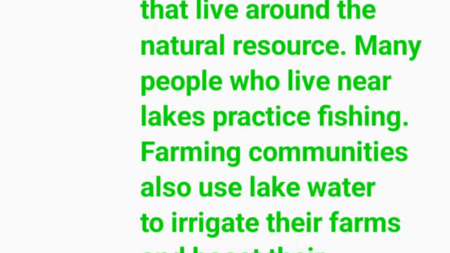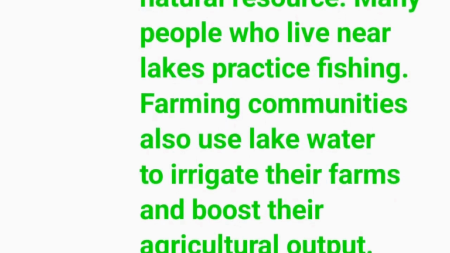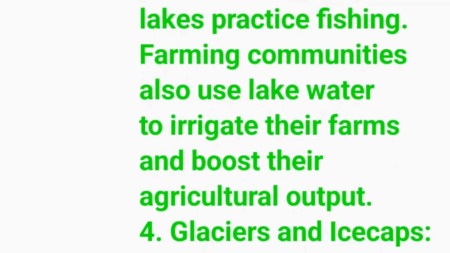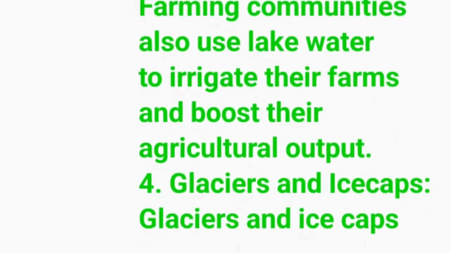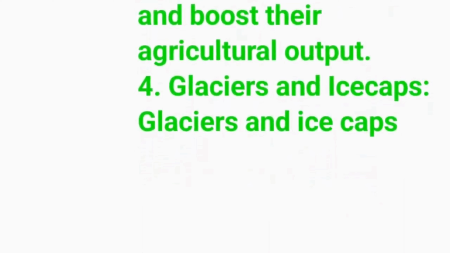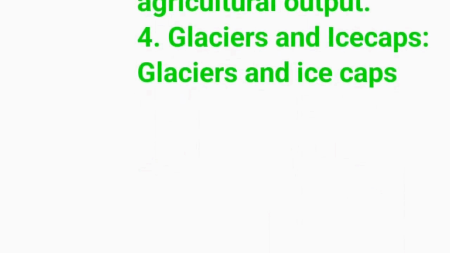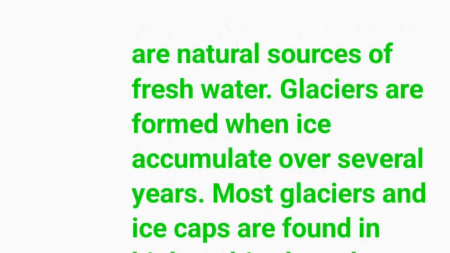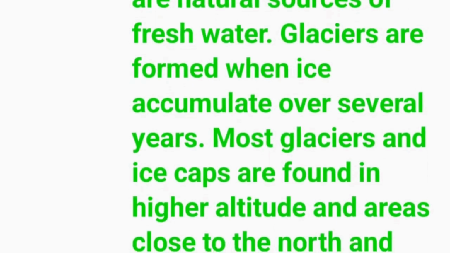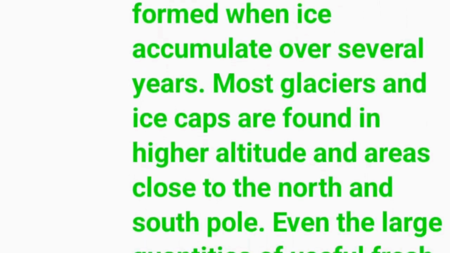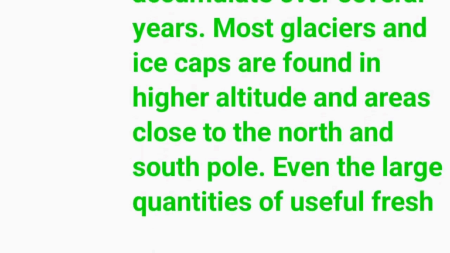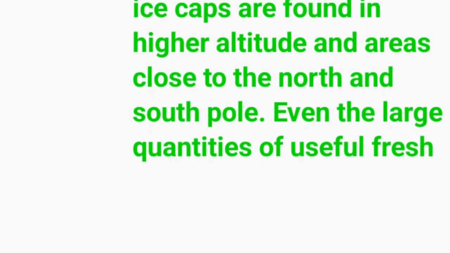Lake water is used by the communities that live around the natural resource. Many people who live near lakes practice fishing. Farming communities also use lake water to irrigate their farms and boost their agricultural output. 4. Glaciers and ice caps. Glaciers and ice caps are natural sources of fresh water. Glaciers are formed when ice accumulates over several years. Most glaciers and ice caps are found in higher altitudes and areas close to the North and South Pole.